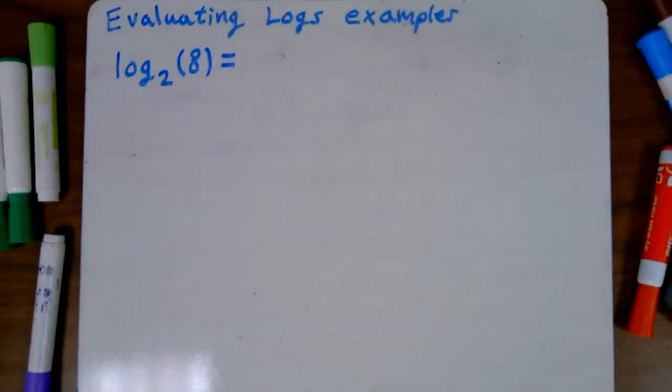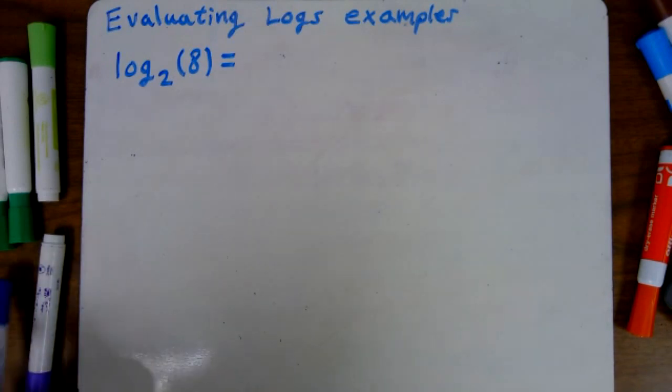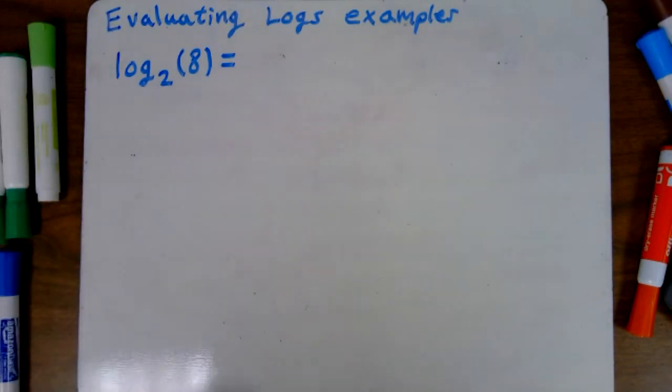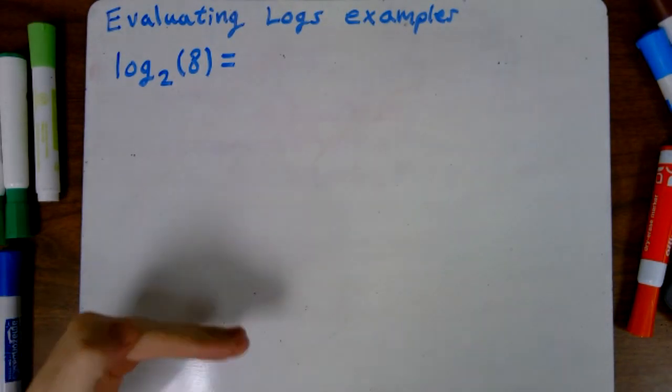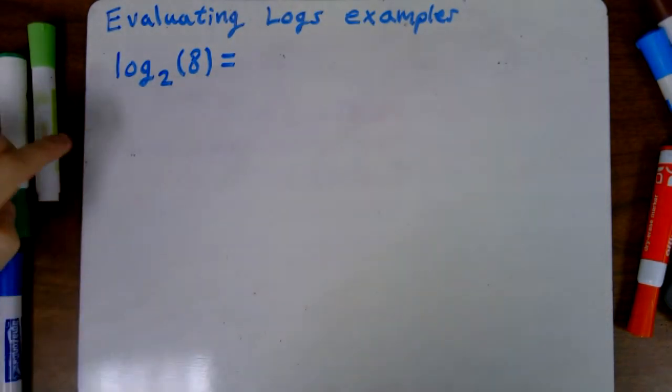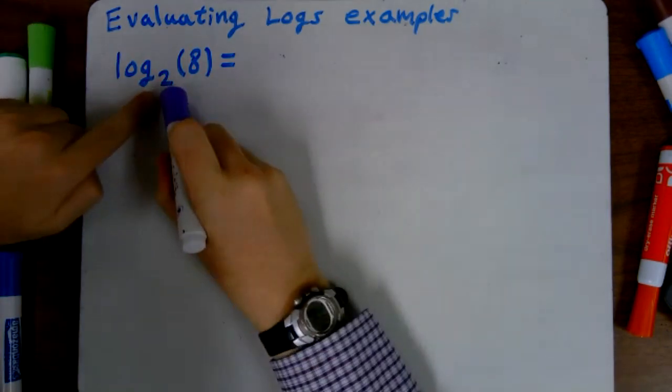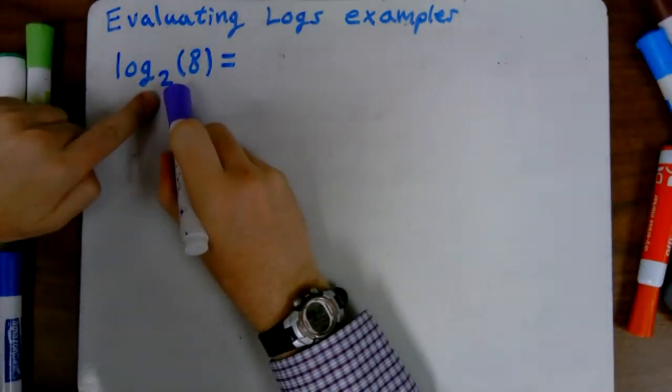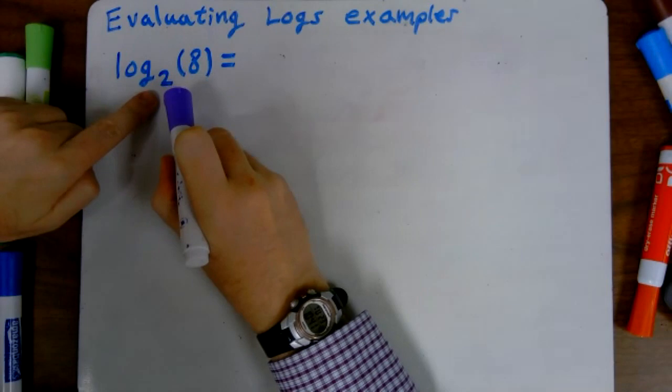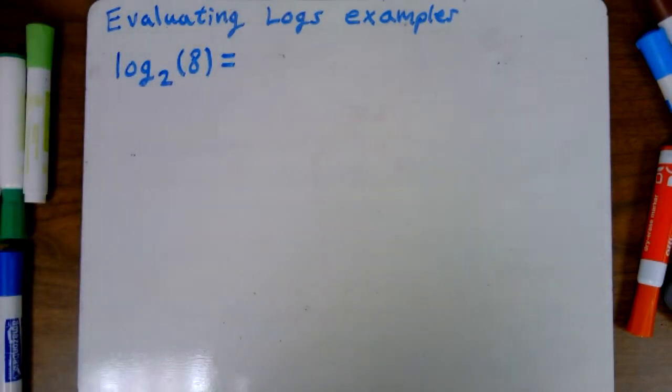So remember, you evaluate logarithms by finding the exponent you give the base to get the input. So what exponent would I give 2 to get 8? Think about it for about 10 seconds.